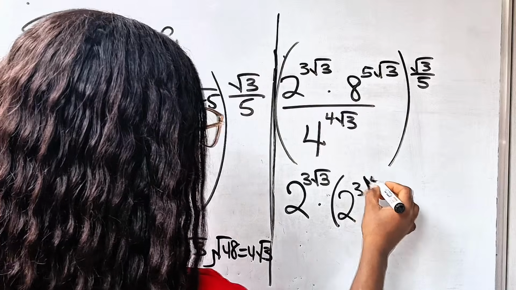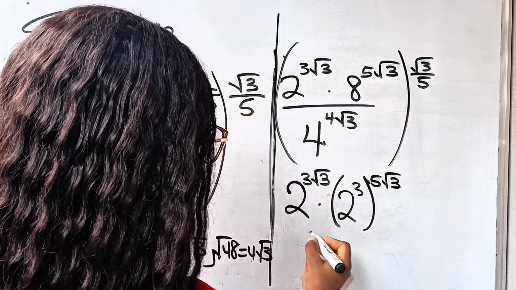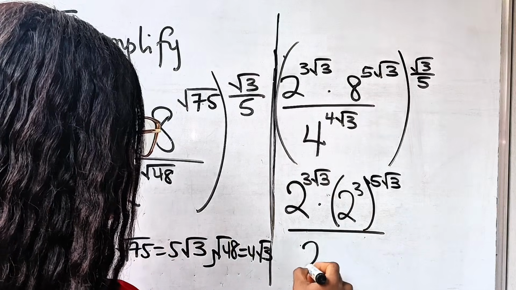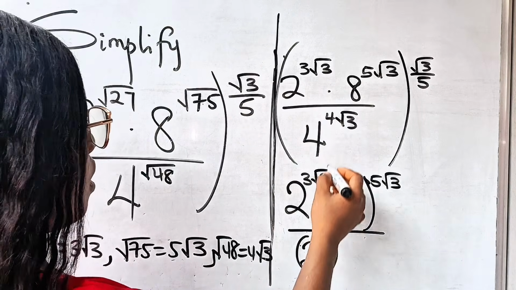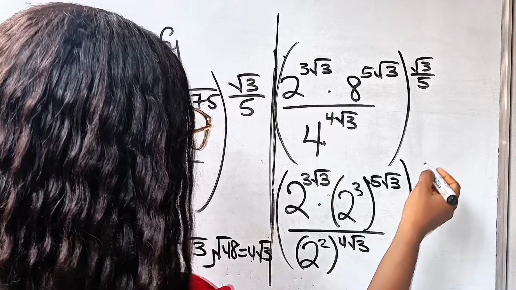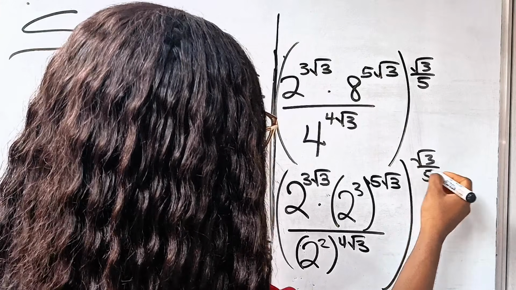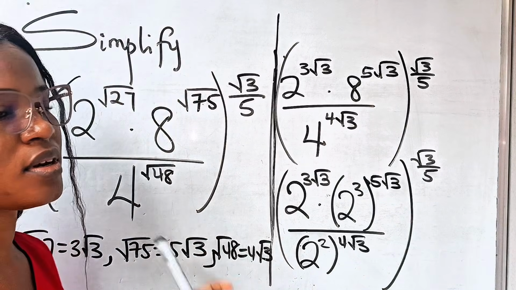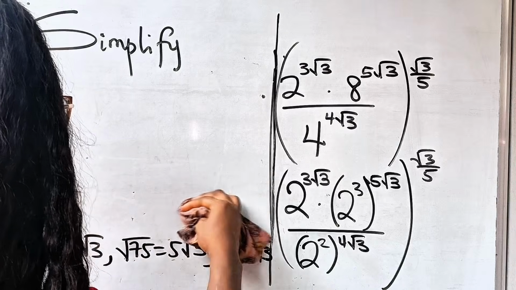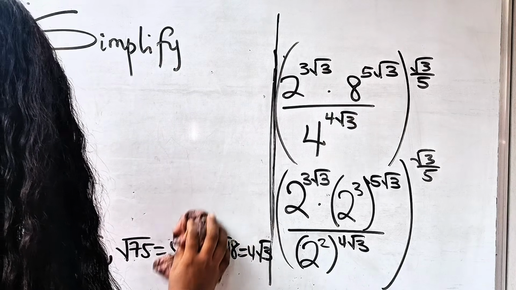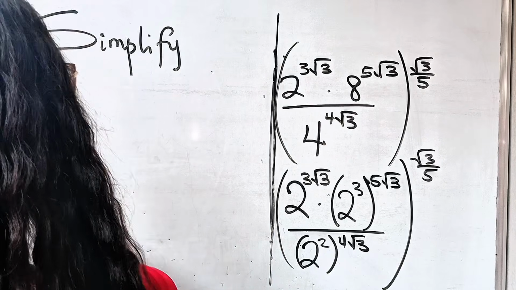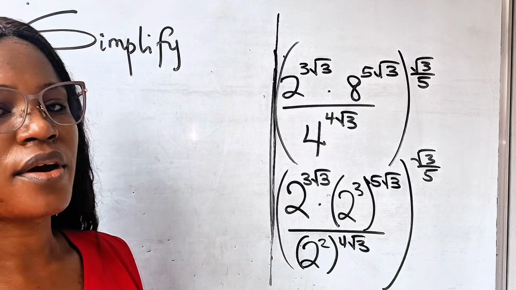So we have 5 root 3 divided by 4, and 4 is 2 to the power of 2, so we have 4 root 3. Now, everything raised to the power of root 3 over 5. So let's come to this side.